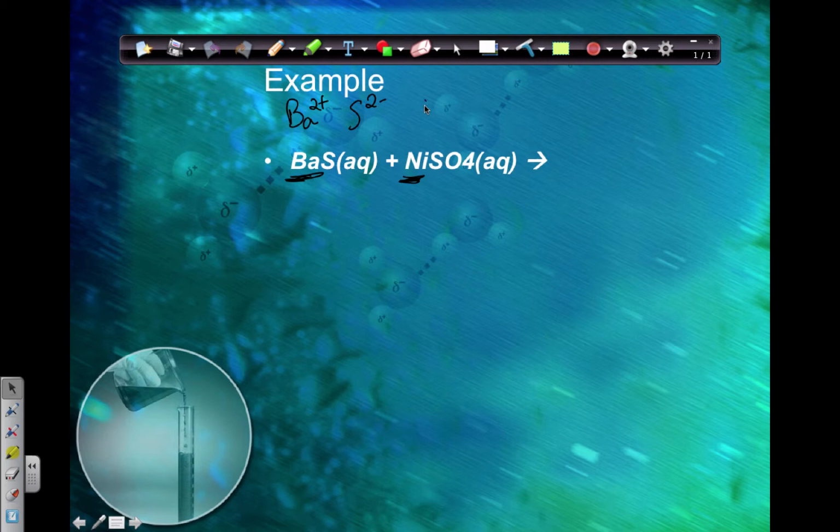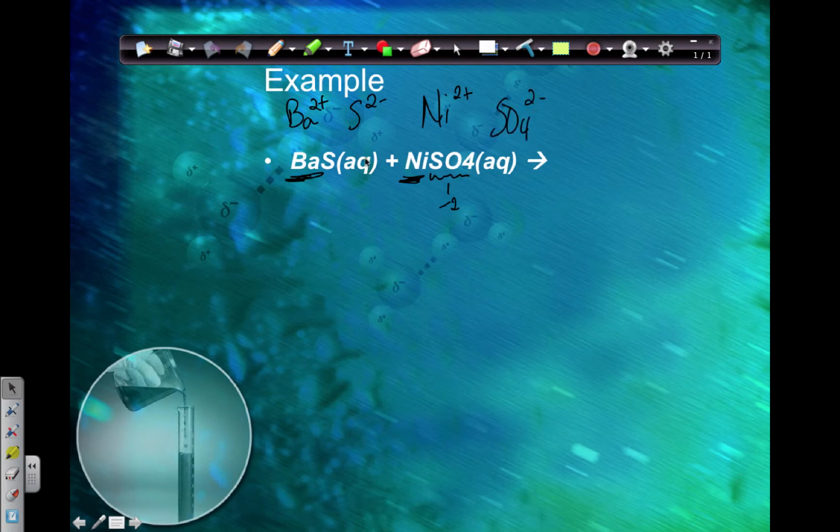All right, so nickel. Nickel is a transition metal. It can have more than one charge, so I need to figure out what the charge is. SO4 is a -2 charge, so that means that if I've only got one nickel atom, each one has to be a +2 because we need that to cancel out the -2 in the sulfate.